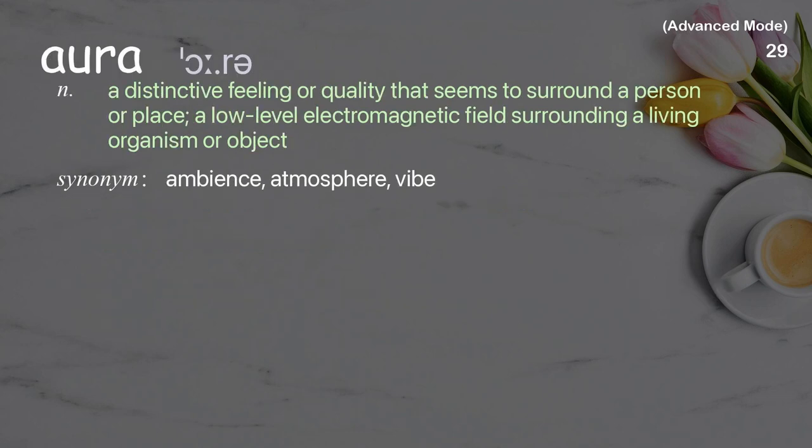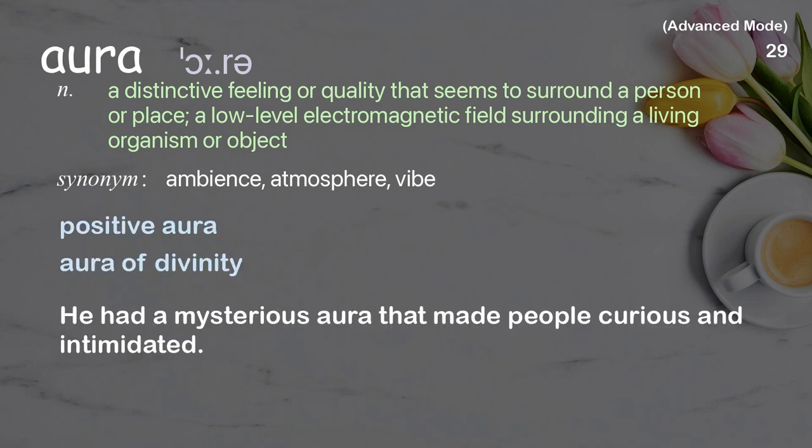Aura. A distinctive feeling or quality that seems to surround a person or place, a low-level electromagnetic field surrounding a living organism or object. Examples: positive aura, aura of divinity. He had a mysterious aura that made people curious and intimidated.